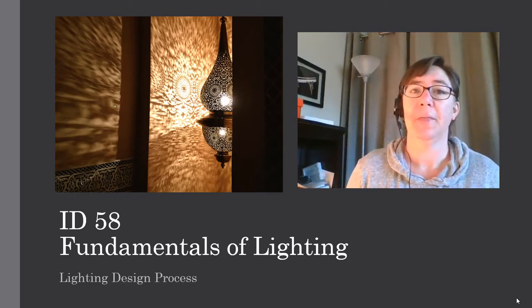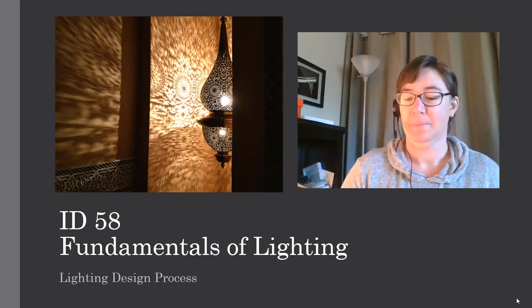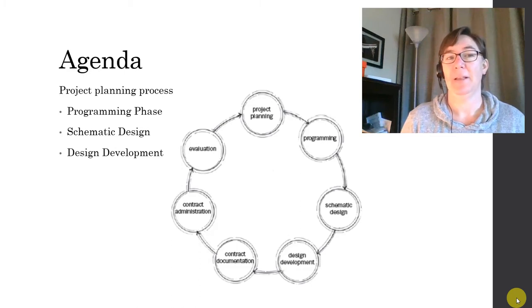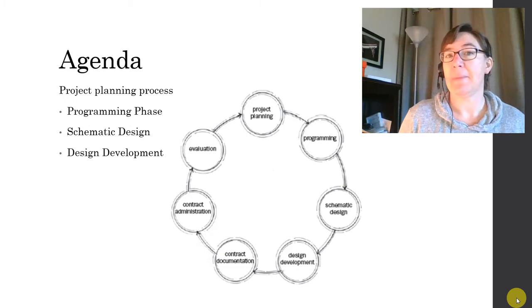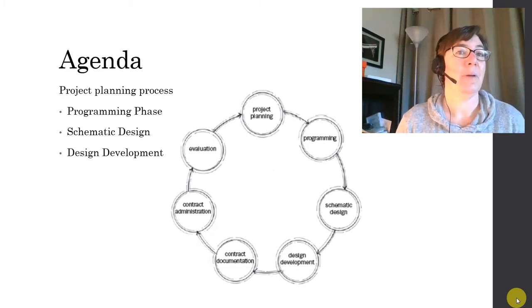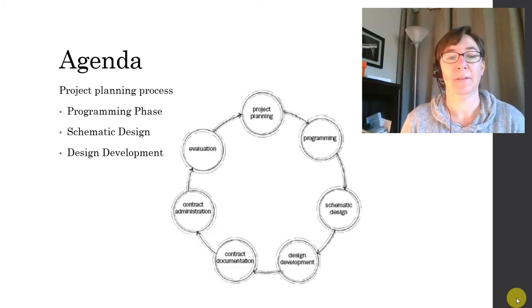The first chapter that we're going to cover today is chapter 9 on the lighting design process. So we're going to study the project planning process today. We're going to start with the programming phase and schematic design and end up with design development. Later, next week, our next chapter covers the second half of the project planning process through the end of the project.